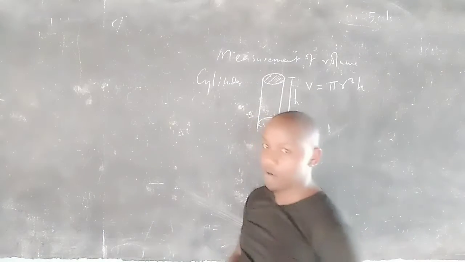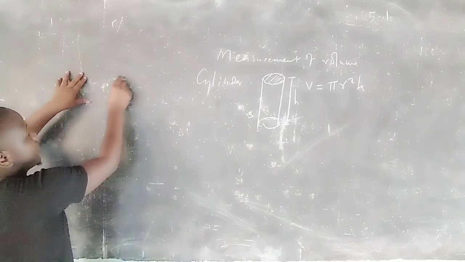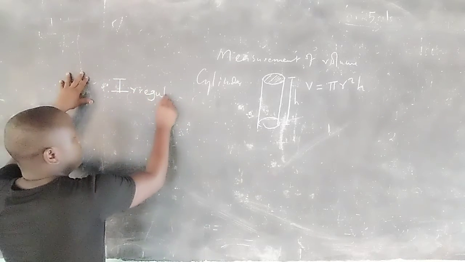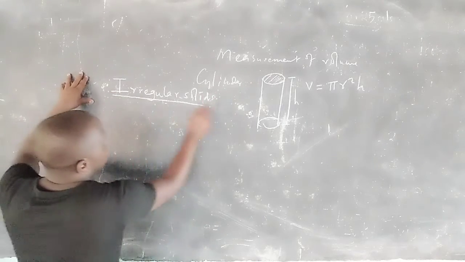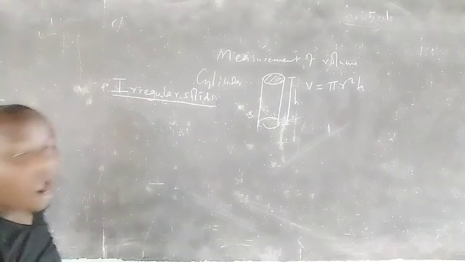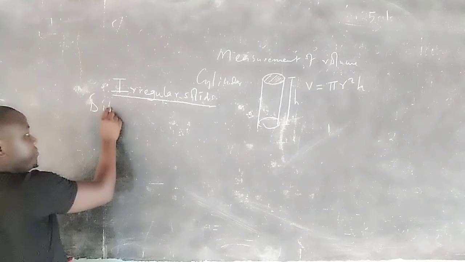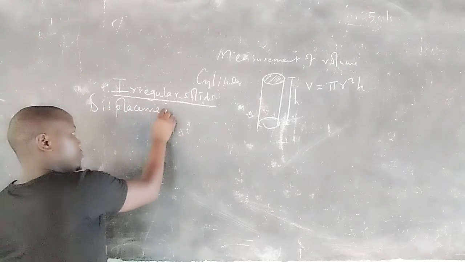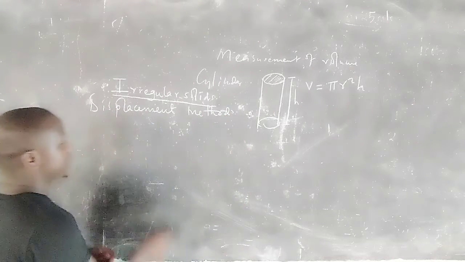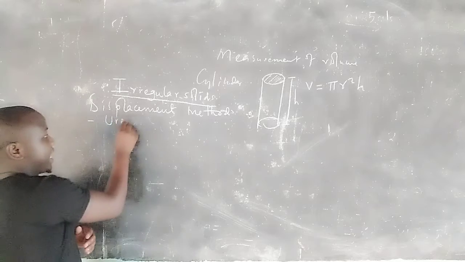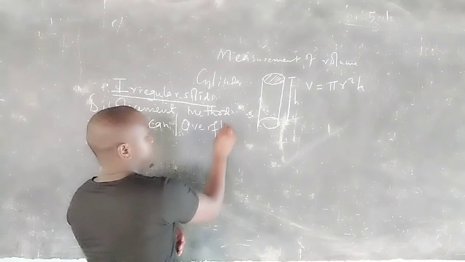So what I want us to focus on is measurement of volume of irregular solids. If a solid is irregular, how do we determine its volume? Therefore, we use the displacement method, whereby we use an instrument called the Eureka can. The Eureka can is also called the overflow can.